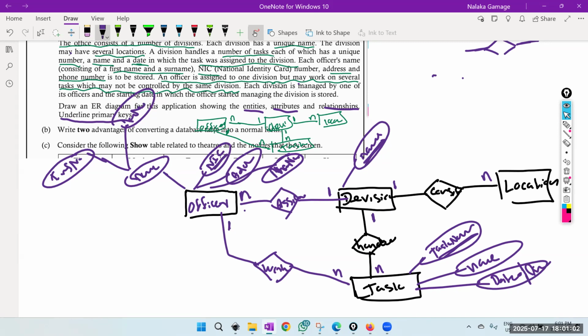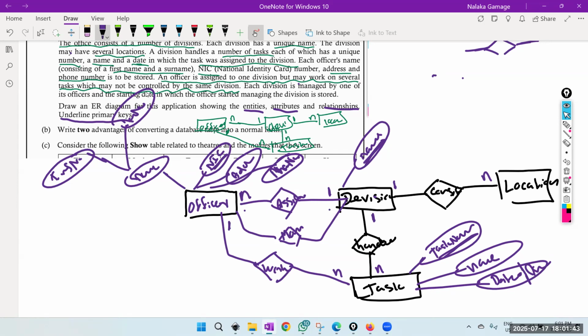Anyway, let's see. Each division is managed by one of the officers. So this is again officer and division. But this is a different story. This is officer works for a division, and now we need officer manages division also. So I will mark it as a different relationship. This is assign and this is manage. One officer can manage obviously one division at a time, right?